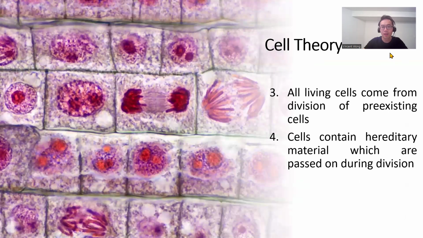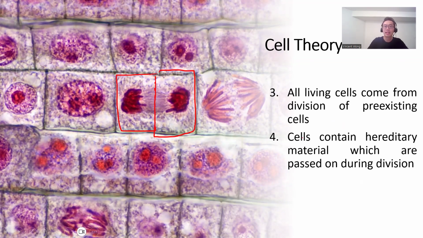All right, the third and fourth parts of the cell theory. All living cells come from the division of pre-existing cells. No one really knows where the first cell came from. There are theories about it, but we all know new cells have to come from the division of pre-existing cells. Here we are looking at onion cells, and you can see an onion cell in the middle of dividing. Afterwards, it will split, and you will have two new cells like that.